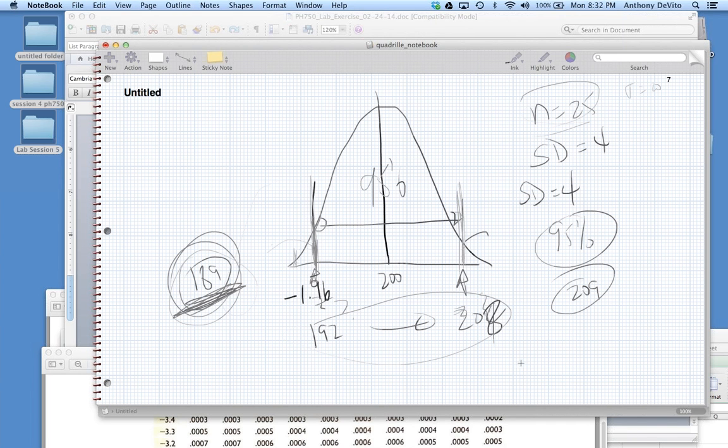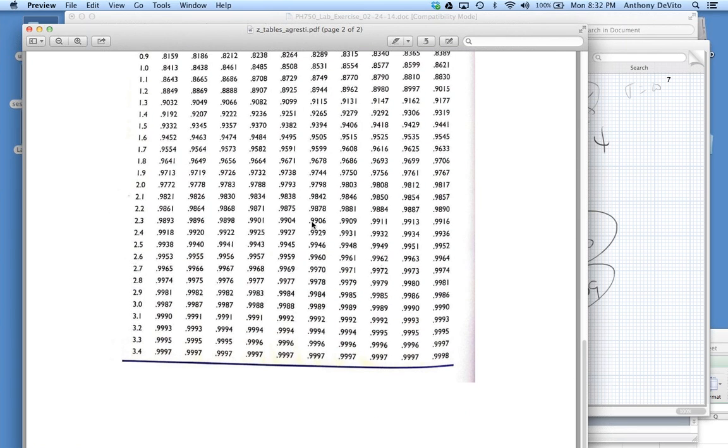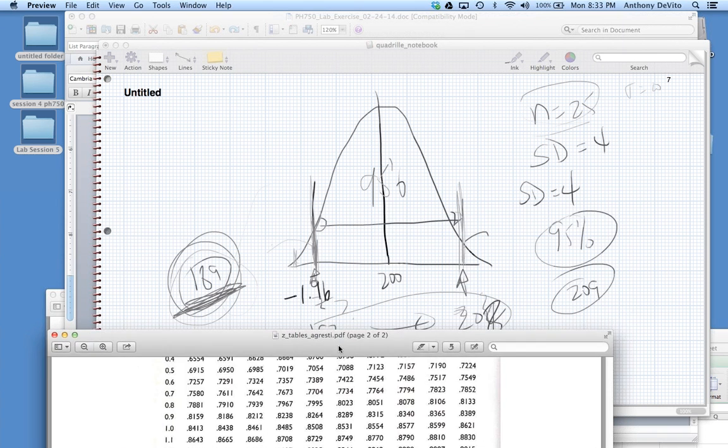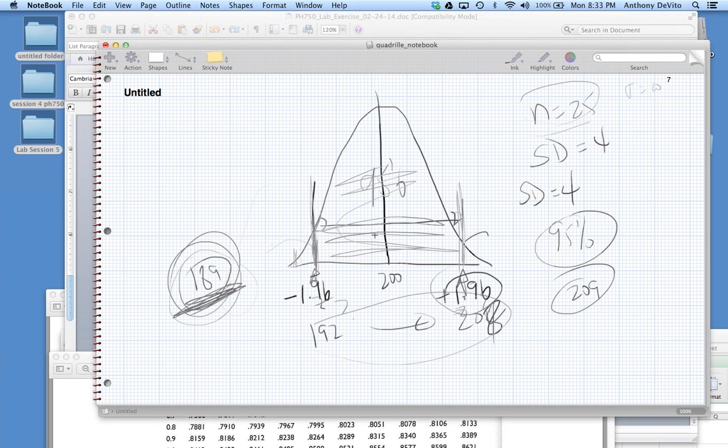And if I go on the other side, in order to get 2.5% here, this is going to have to be 97.5%. I'm going to go over here to the positive numbers. 97.5 is going to be 1.96. What do you know? 1.96 again, positive. So really 95% of the sample outcomes are going to be between negative 1.96 standard deviations below the mean and positive 1.96 standard deviations above the mean.